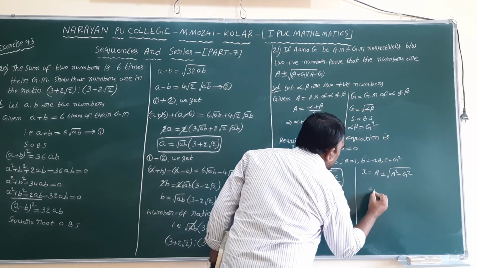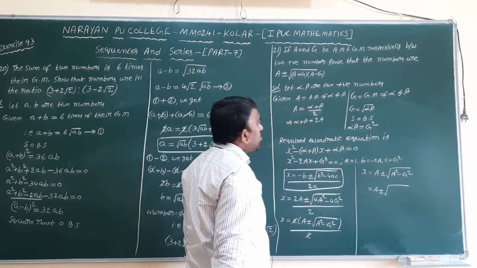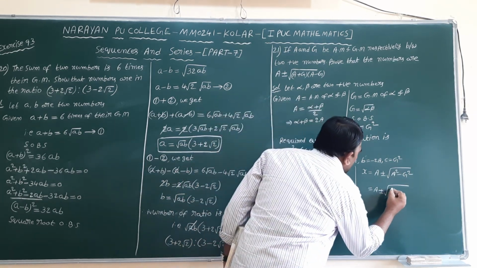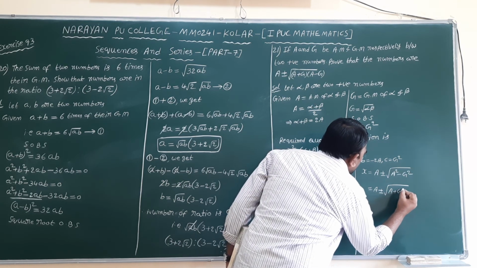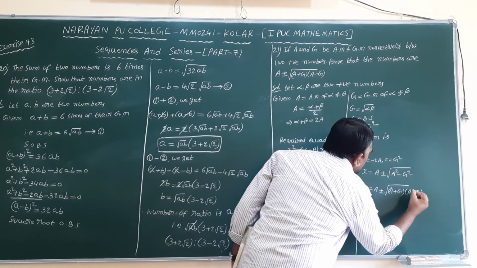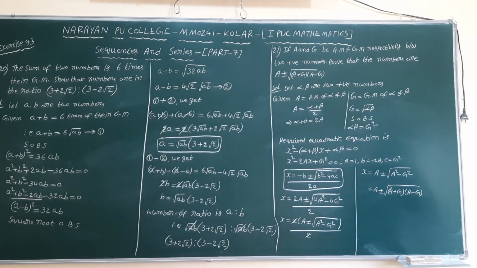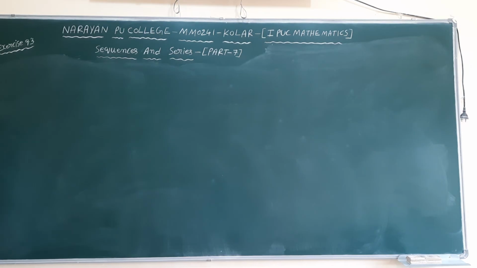That we can write as a plus or minus root over, it is in the form a plus b into a minus b. So a plus g into a minus g. He is asking to prove this one only. Next question.